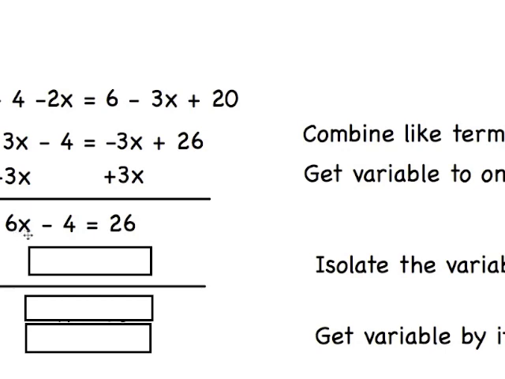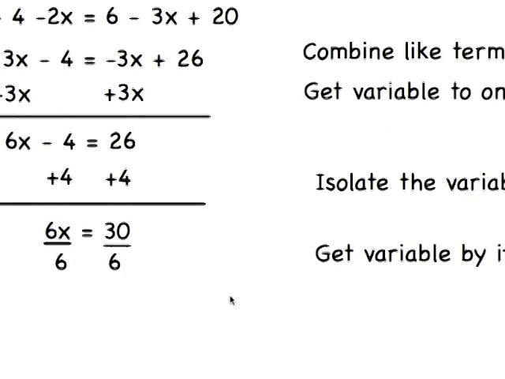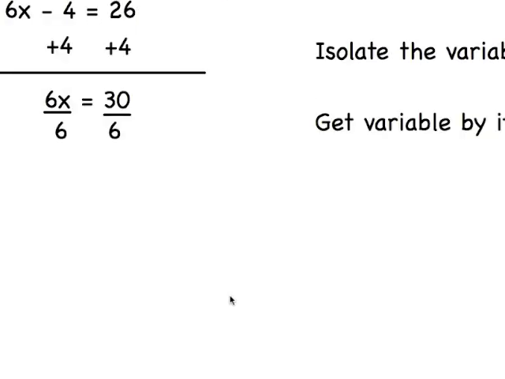Now we need to isolate the variable by getting rid of this minus 4. We do the opposite by adding 4 to both sides. We add 4 to both sides, we get 6x equals 30. Now we need to get the variable by itself. And so, because this is 6 times x, we divide both sides by 6. So x equals 5.